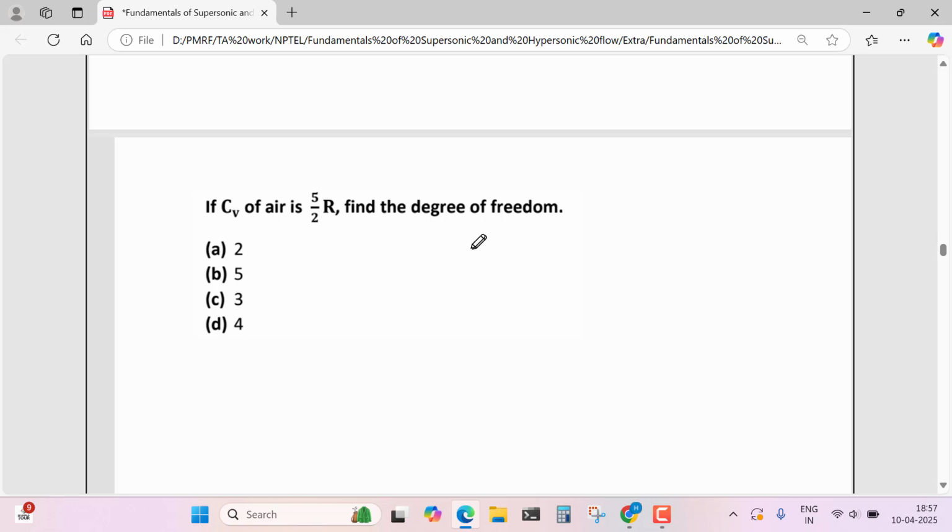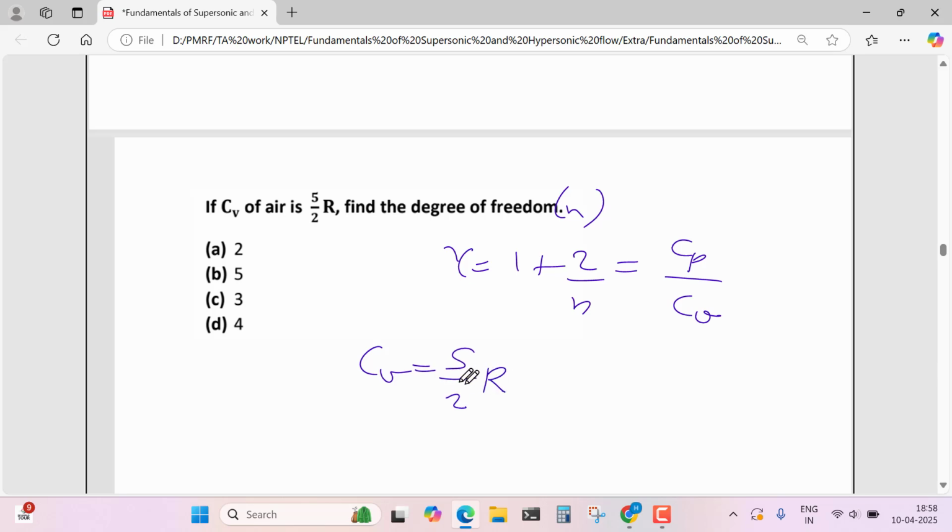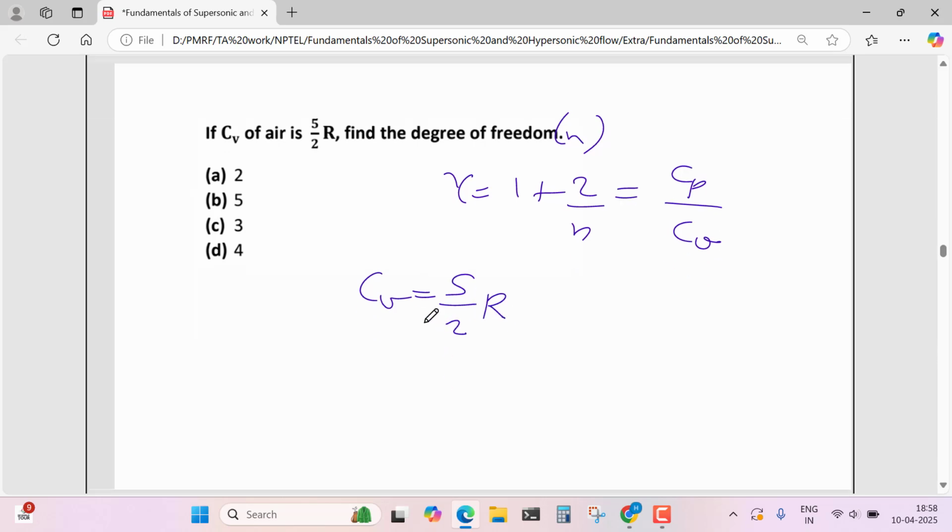The degree of freedom is given by n, and the formula is gamma equal to 1 plus 2 by n. So for finding n, we should first find gamma, and gamma is nothing but Cp by Cv. So we have to know what Cp is first. Cv is given by 5 by 2 r, and Cp will be given by Cv plus r. So Cp will be equal to 5 by 2 r plus r equal to 7 by 2 r.